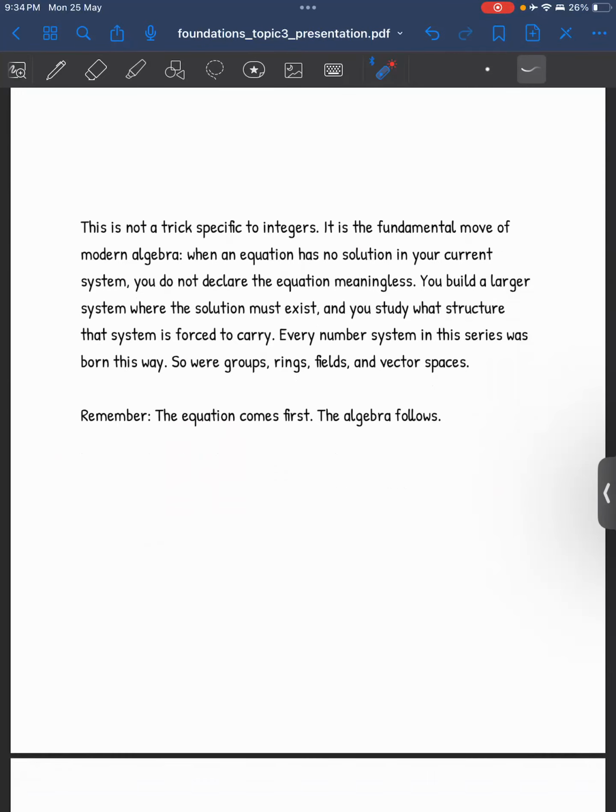This is not a trick specific to integers. It is the fundamental move of modern algebra. When an equation has no solution in your current system, you do not declare the equation meaningless. You build a larger system where the solution must exist, and you study what structure that system is forced to carry. Every number system in this series was born this way. So were groups, rings, fields, and vector spaces. Remember, the equation comes first and the algebra follows.